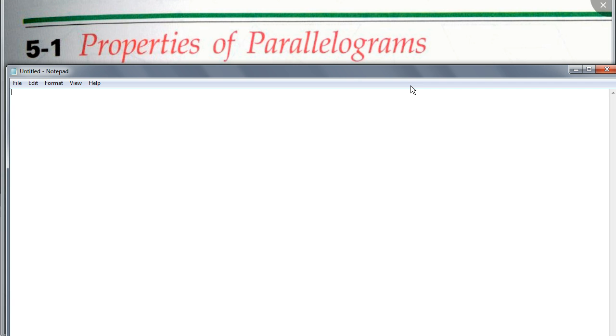A parallelogram is a quadrilateral with the opposite angles congruent. Good. Actually, we don't define it that way, but that is true. We define it a little bit differently than that. But that is a true statement, but that's not the definition. Yeah, John?